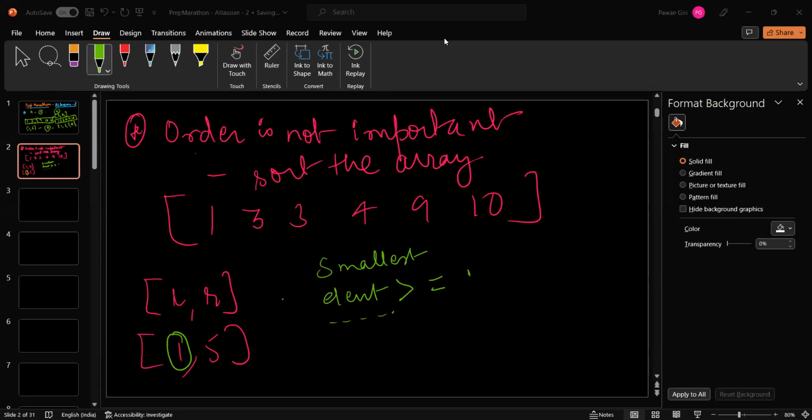Wait, I don't know why my screen sharing stopped. Is my screen visible? Somebody is saying yes, somebody is saying no. Yes, yes, yes, yes, yes.